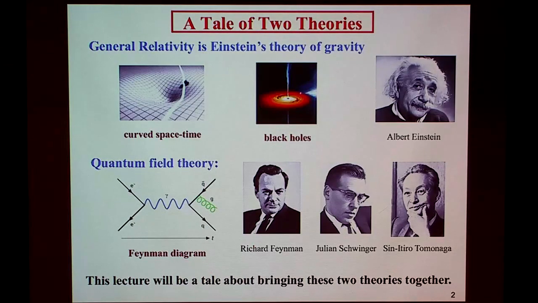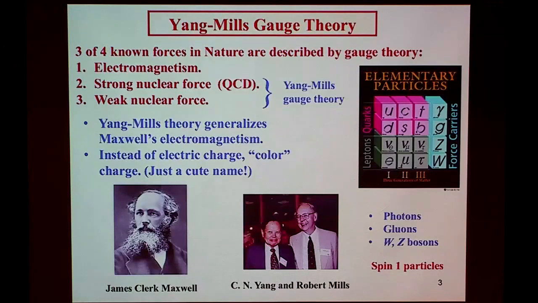And what this lecture is going to be about is taking Einstein's general relativity and trying to put it together with quantum field theory. So first, we're going to talk about Yang-Mills theory. So that's a theory. 3 of the 4 known forces in nature are described by what are called gauge theory.